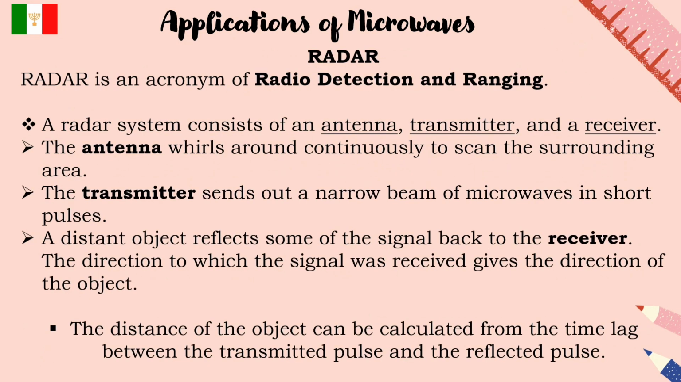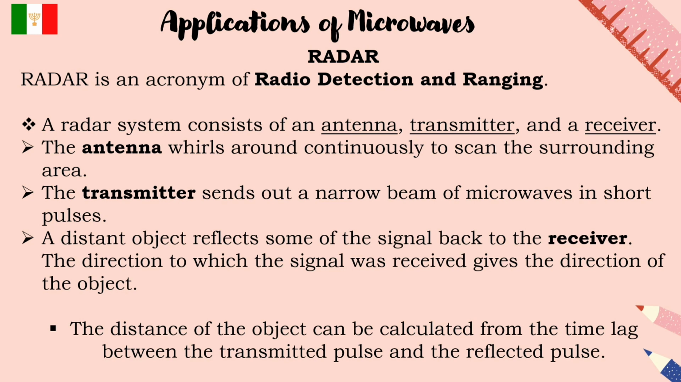Microwaves have short wavelengths and are reflected by small objects. This property is used in radars. Radar is an acronym of radio detection and ranging. A radar system consists of an antenna, transmitter, and a receiver. The antenna whirls around continuously to scan the surrounding area.